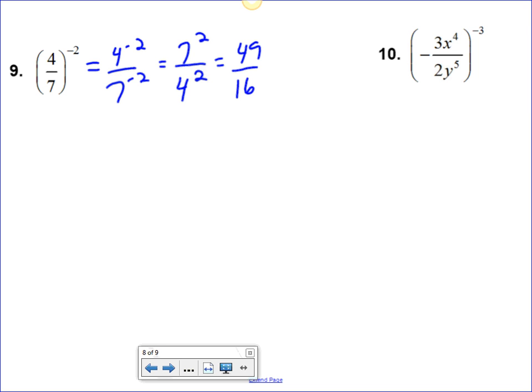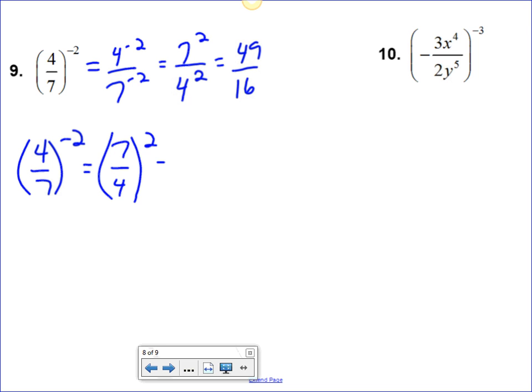How else could I have thought about it? Well, the other way that I sometimes think about these is when I have a fraction to a negative exponent, I think about that as simply the reciprocal to the positive exponent. So you could have done it that way, and you would have gotten, again, 49 over 16 when you square both of those.